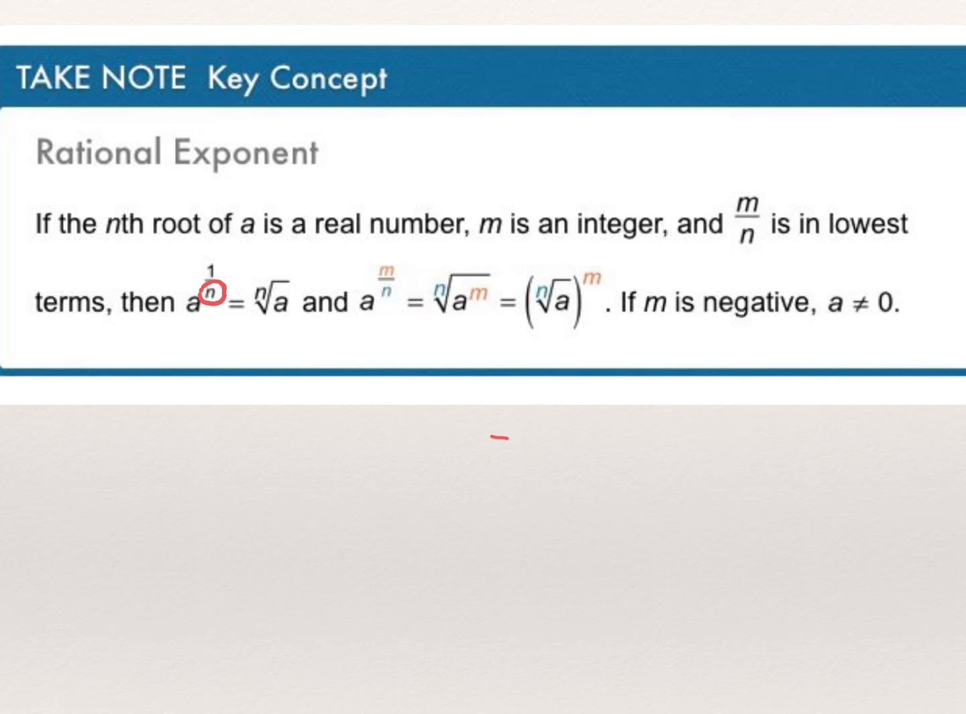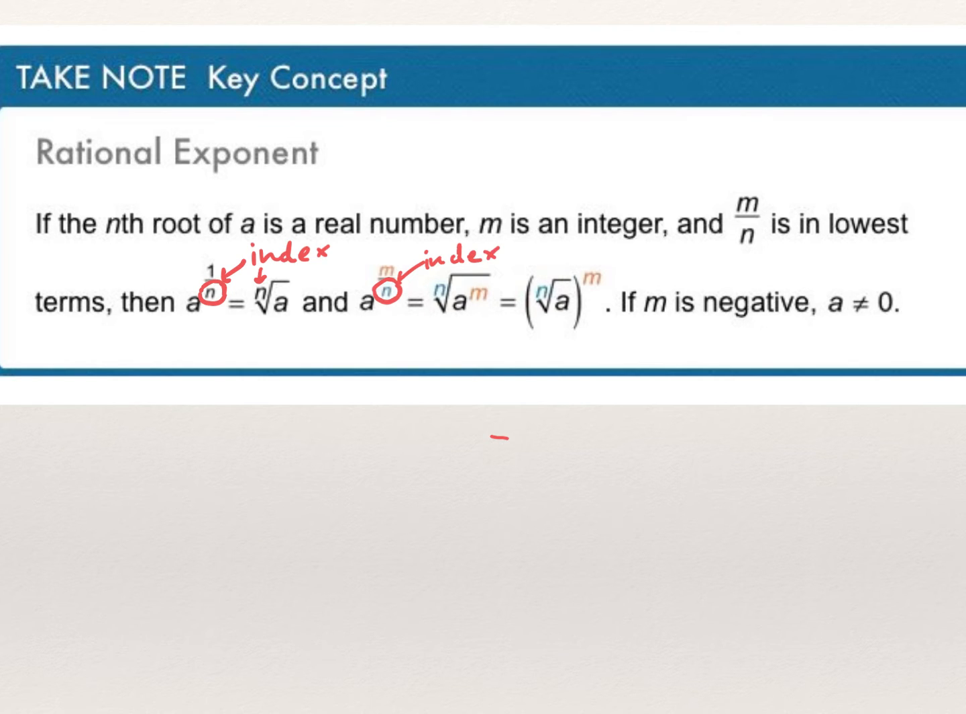So whatever your number is on the bottom here, this is your index. That's that number that goes out front, and that tells you how many of a kind you have to circle once you break it down. So whatever is on the bottom is your index. Here we have an n on the bottom. This is our index.